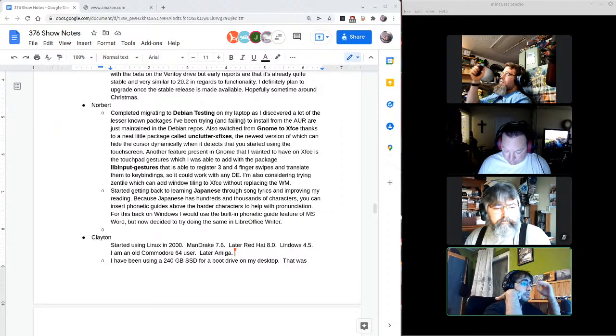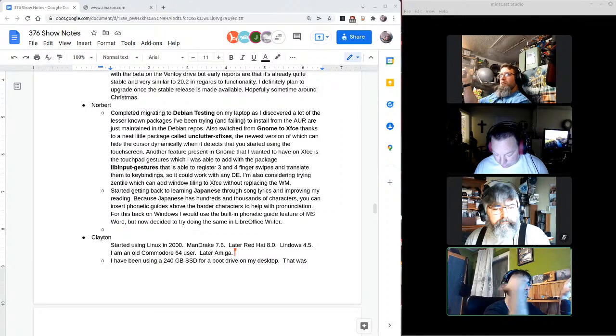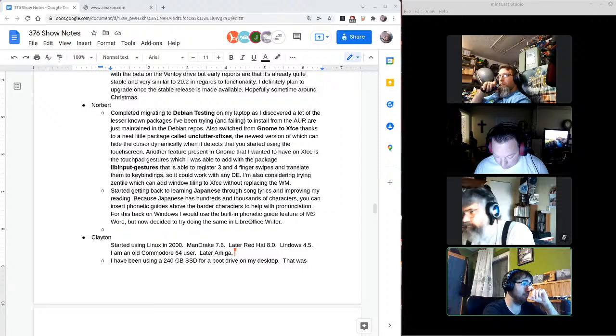There is a specific feature called a phonetic guide, where you can insert phonetic characters above complicated characters, and even when you copy the text, it moves with them. So it's set in a different line. It's like an accent above a character. And for this back on Windows, I would just use the built-in phonetic guide feature in Microsoft Word. But now I decided to try and do the same thing in LibreOffice Writer.